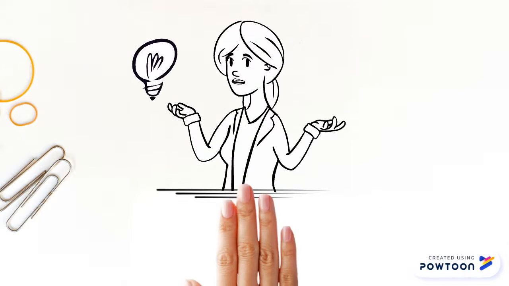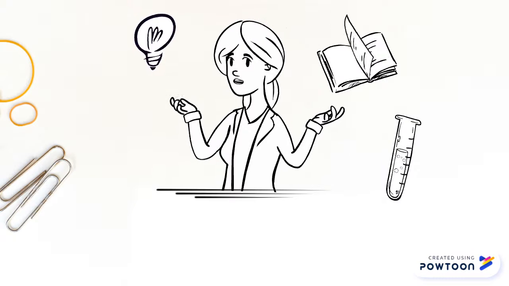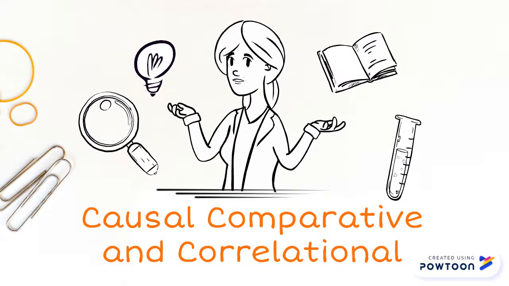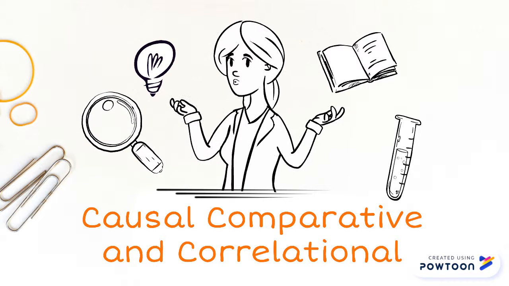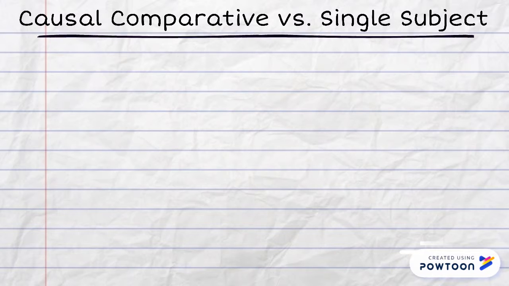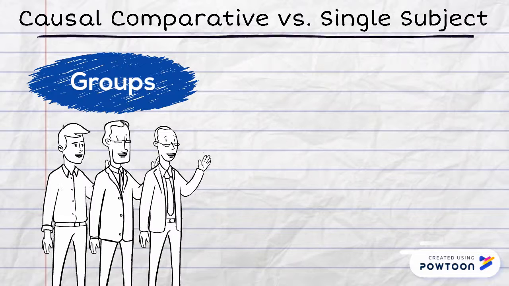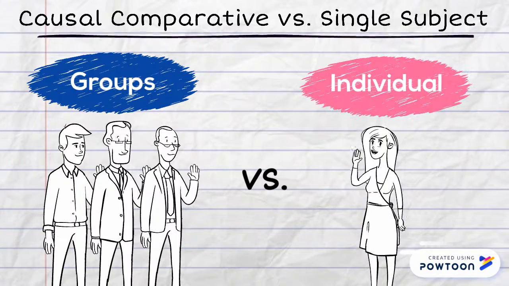While there are many types of experimental design, there are also types of non-experimental research designs. Some of these designs include causal comparative and correlational methods. While both single-subject and causal comparative are types of quantitative design, there are differences. Causal comparative identifies differences among groups using an experimental and control group, while single-subject focuses on the individual.